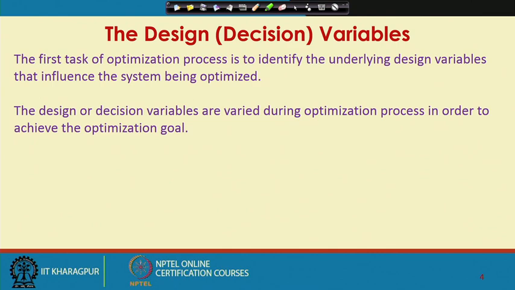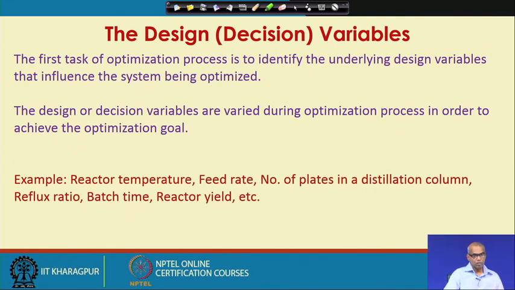So, these design variables or decision variables are varied during optimization process in order to find optimal values of these variables, so that we can achieve the optimization goal. The optimization goals are usually maximization of some profit or minimization of some cost. This is in terms of economic consideration. Later on we will see that we can also consider technical aspects and relate maximization and minimization problems.